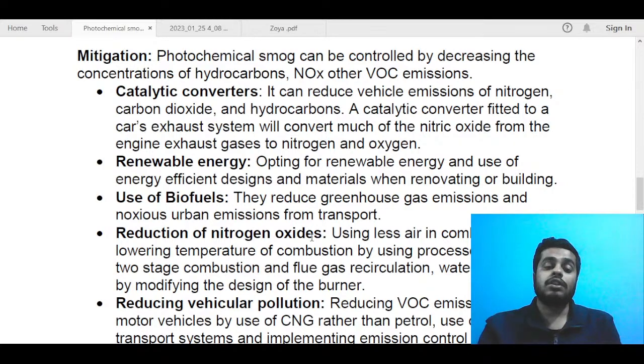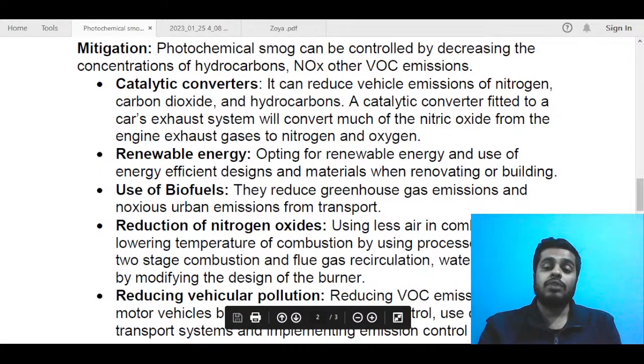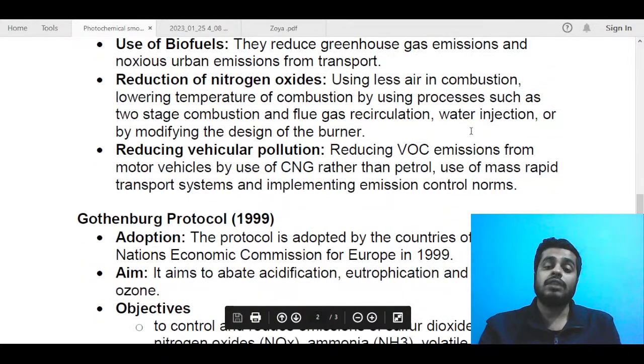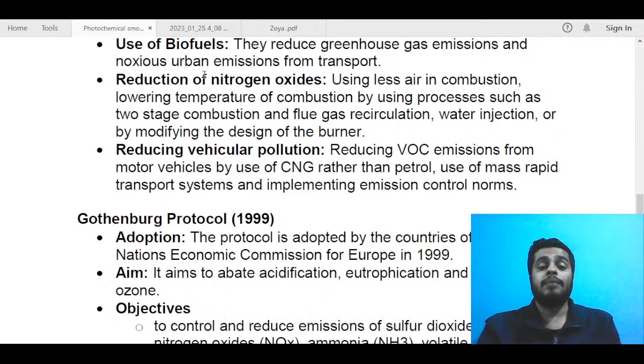Next, you can talk about the reduction of nitrogen oxides by using less air in combustion and lowering the temperature of combustion, using processes such as two-stage combustion, flue gas recirculation, water injection, or by modifying the design of the burner. We can reduce the emission of nitrogen oxide this way. This is basically for industrial pollution. When fumes are released from industry, we can modify the design of the burner or increase the flue gas recirculation, which reduces the release of nitrogen oxides into the atmosphere. And the last point, as I mentioned, is about vehicular pollution. These were some of the mitigating measures we can take in order to control photochemical smog.